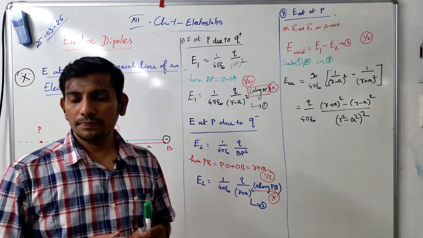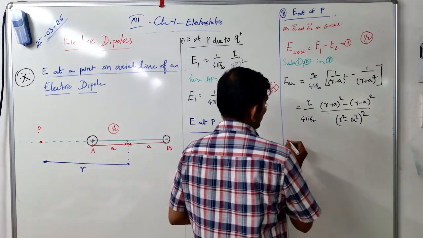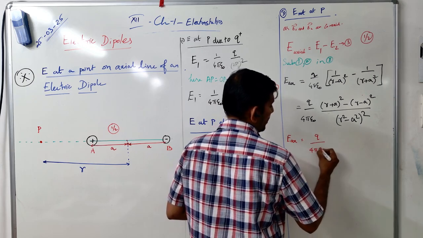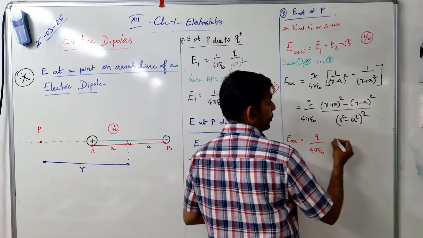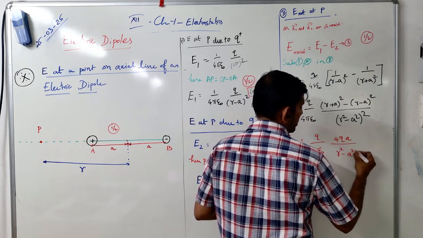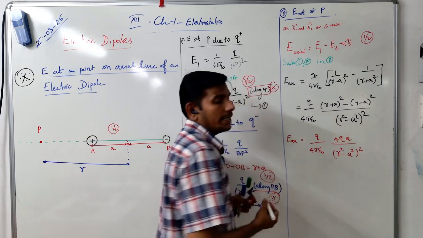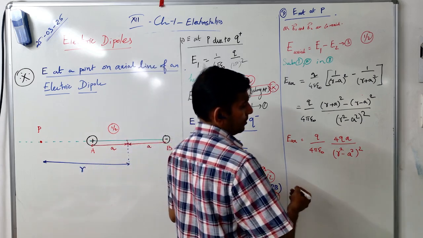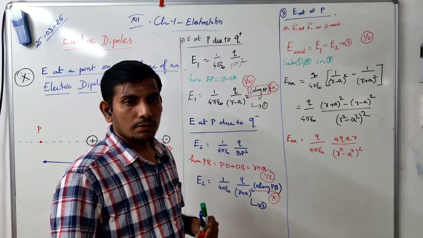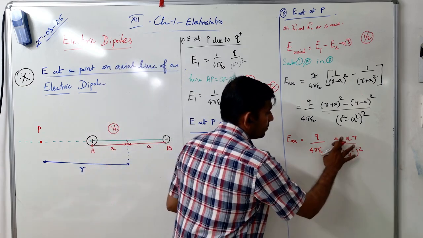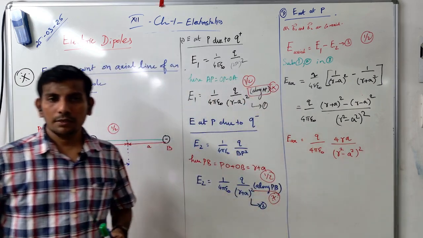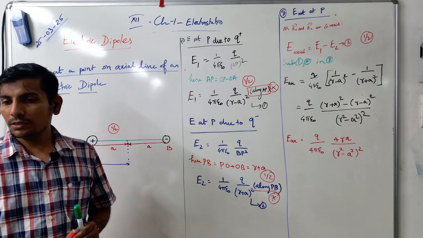Can we proceed? Yes. So what's the answer on the numerator? The E on the axial line is given by Q divided by 4 pi epsilon naught. Come on, children. This one is going to be 4 times Q into a divided by r squared minus a squared whole squared. Are you getting it? 4 into r into a. Have you got this answer?